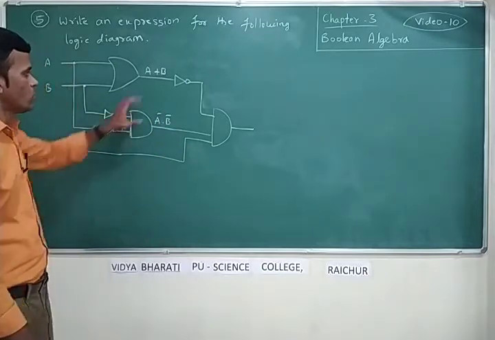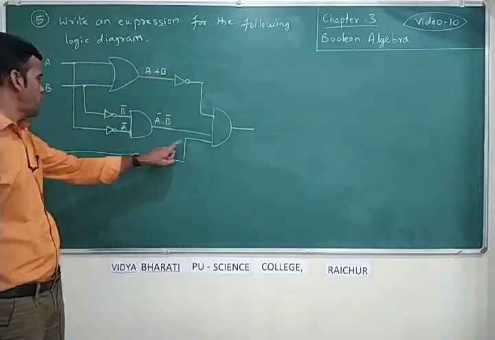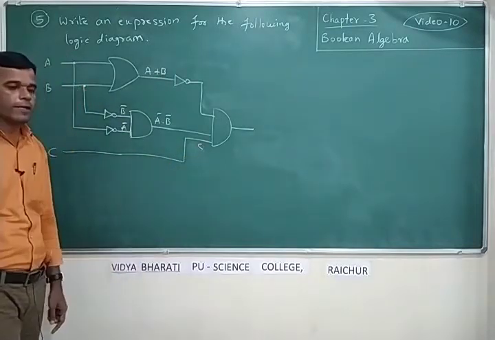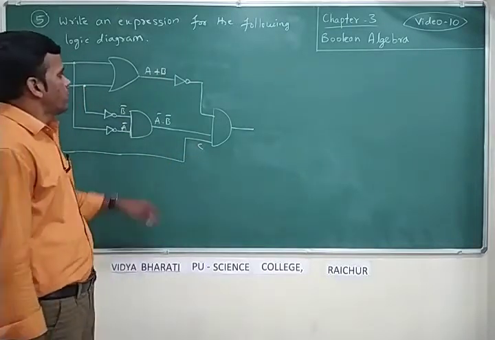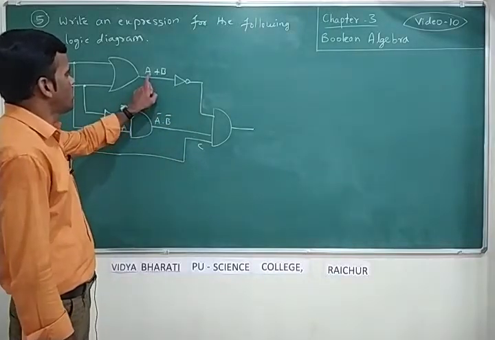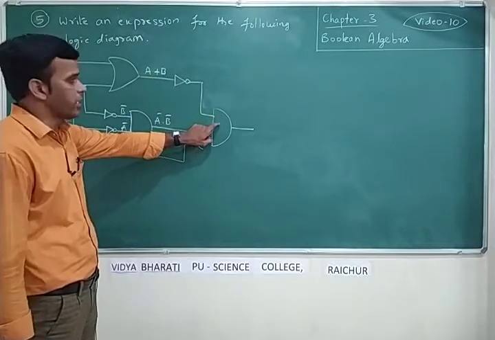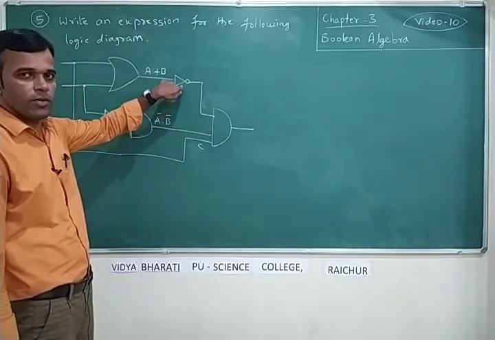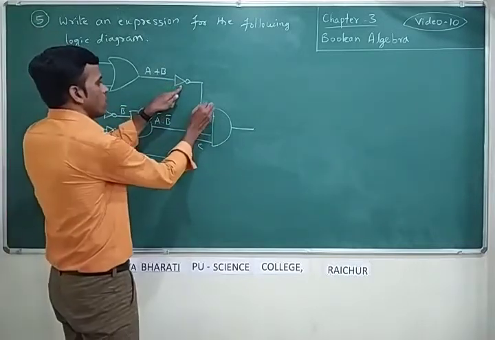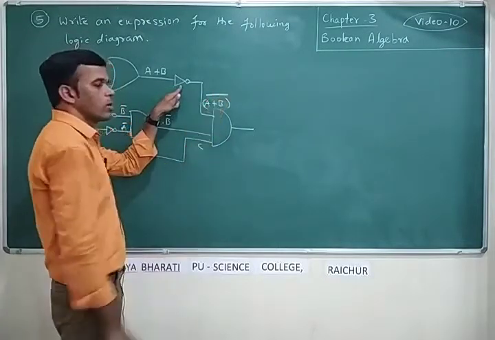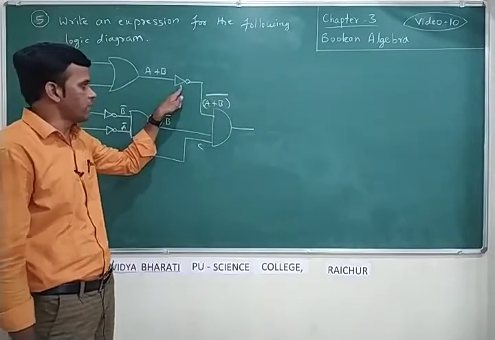So two lines are clear now. The third line is directly from C, so it is just C only. Here the first line, before considering this A plus B as an input for this AND gate, we have a NOT gate. So here it is nothing but A plus B whole complement, A plus B whole bar.